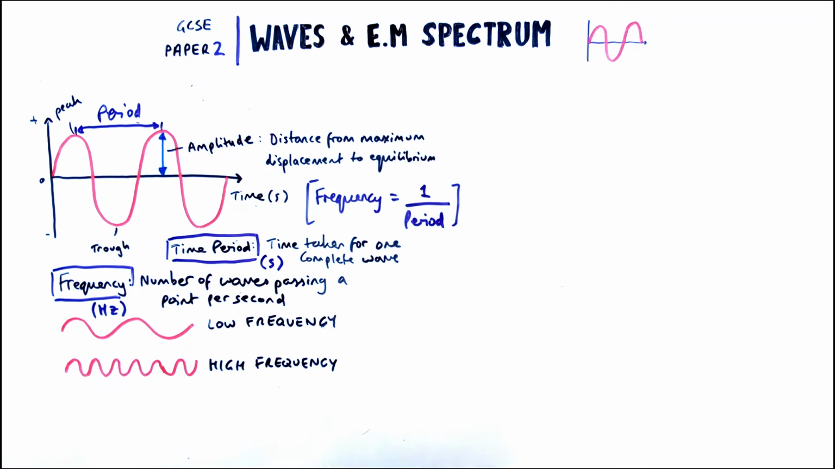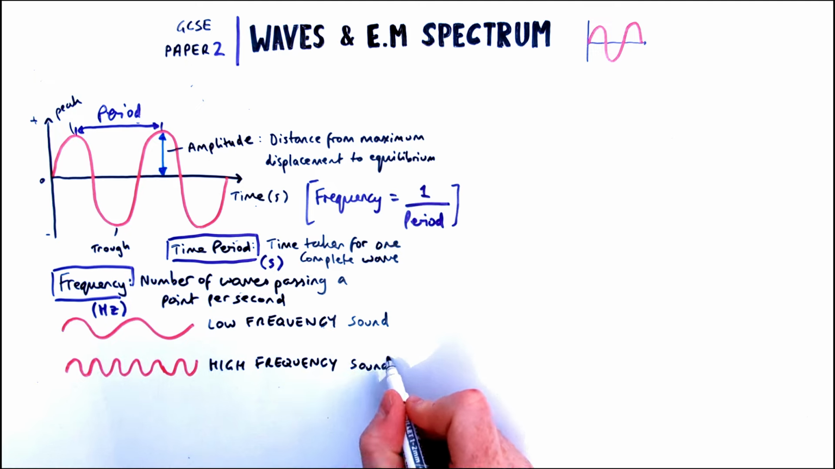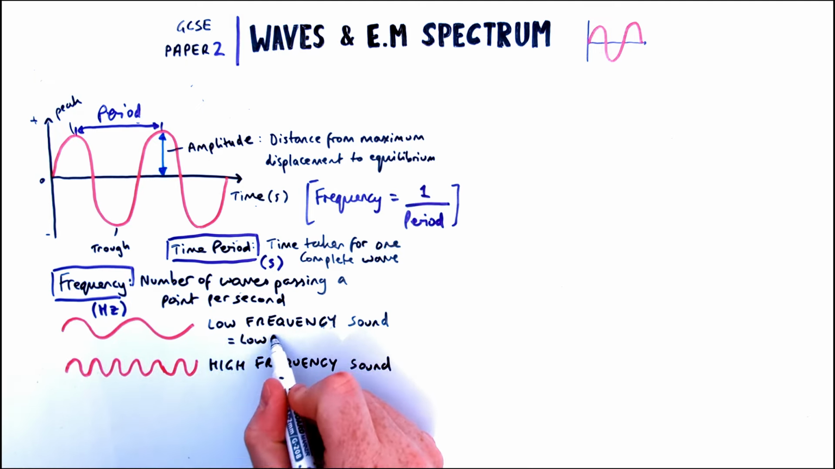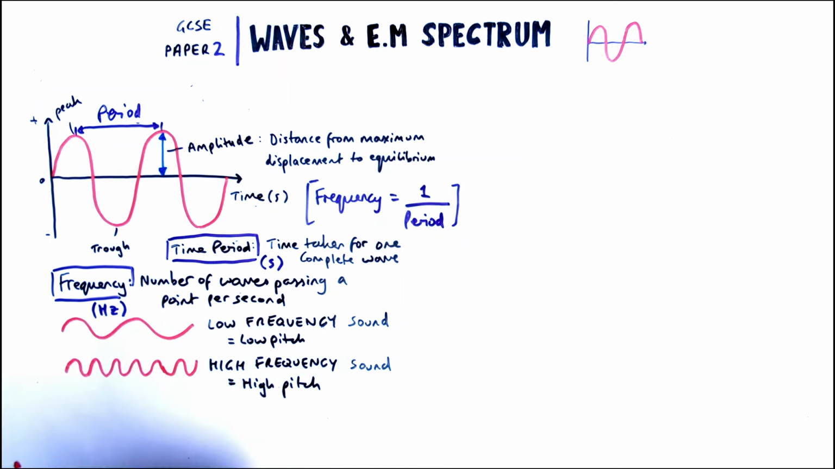Using these two diagrams I've drawn down here, a wave with a high frequency, i.e. lots of waves per second, if it's a sound wave, we describe it as a high pitch sound wave. That means the sound is a little bit higher compared to a low frequency wave, where the wave is a little bit lower, because there are less waves per second.